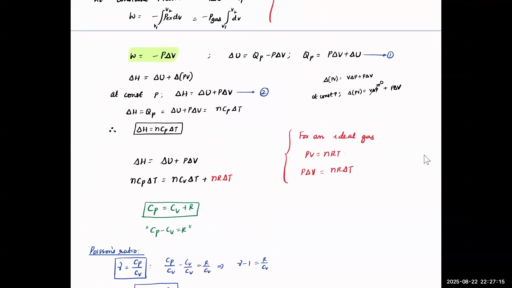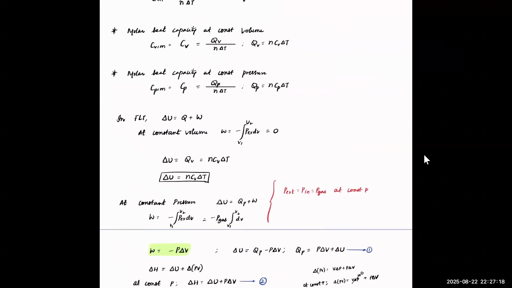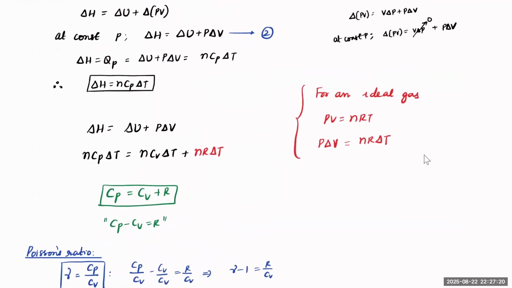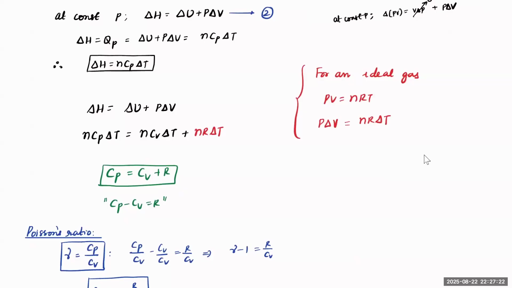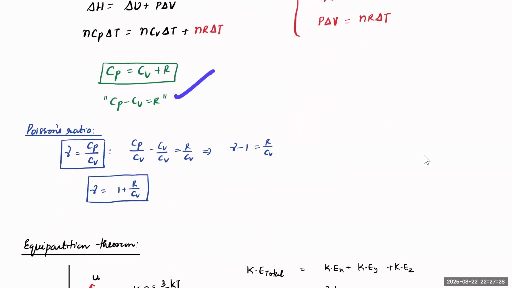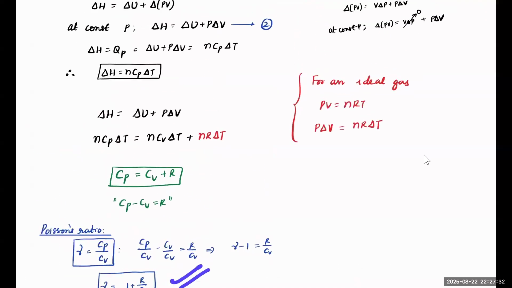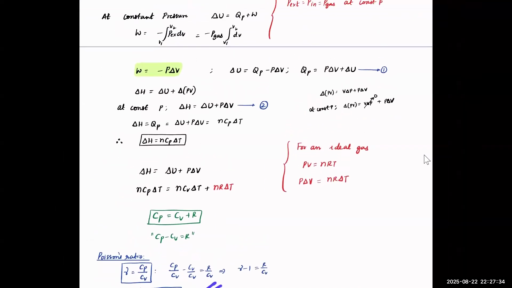So everybody, I hope you got some idea about enthalpy, how it is related with delta U, which is internal energy, and thereafter how Cp and Cv are related, and finally what Poisson's ratio is. All right, so please quickly go through it once.